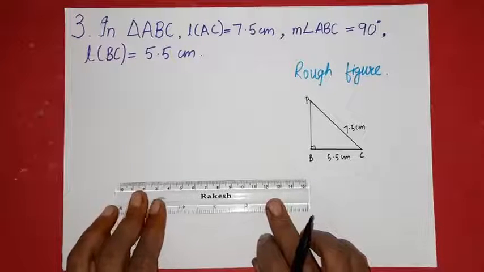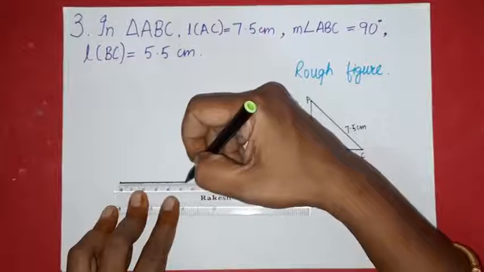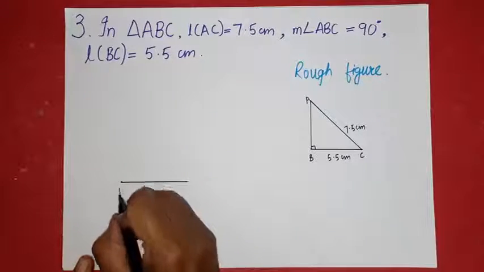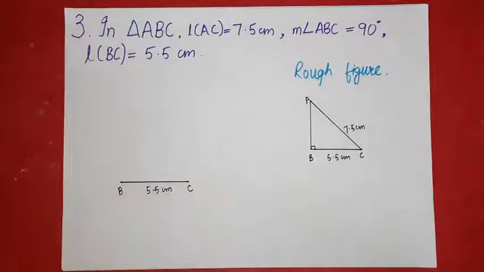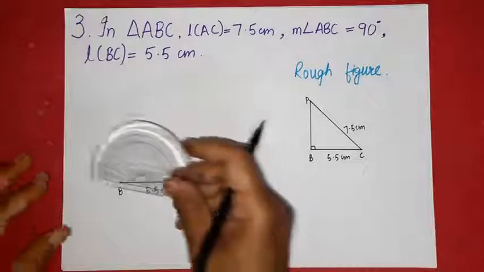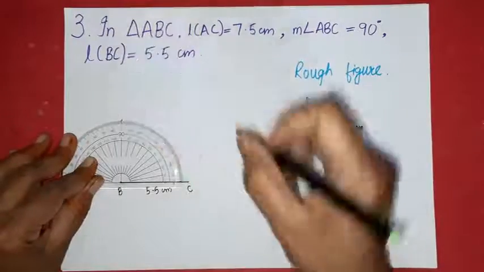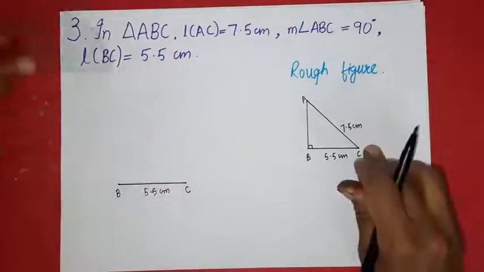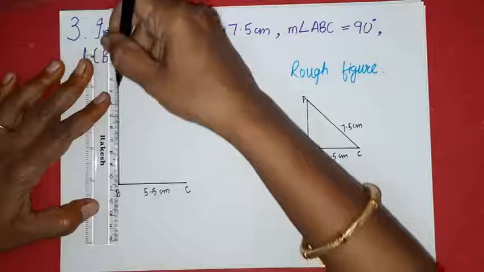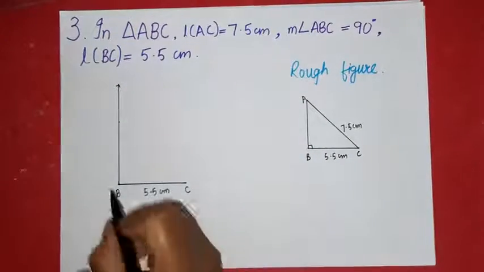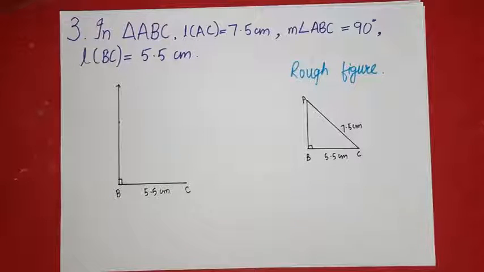Now first you will draw segment BC of length 5.5 centimeter, that is 5 centimeter and 5 millimeter. Now give the name to this segment BC. It is of 5.5 centimeter, so we will write the measure here. Now to draw the right angle at vertex B, use the protractor, put the origin on vertex B, put the dot for that and join it using the ruler. Give the arrow here, vertex B. At vertex B the right angle is formed, so we will put the symbol of right angle.